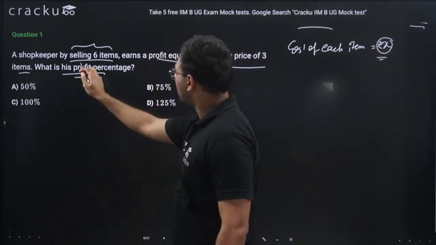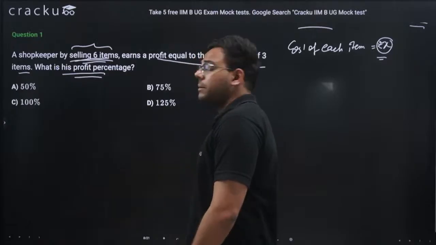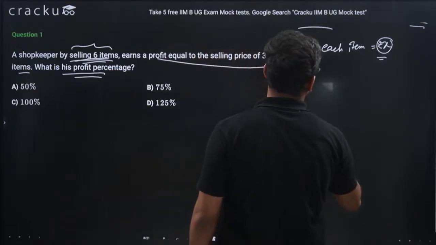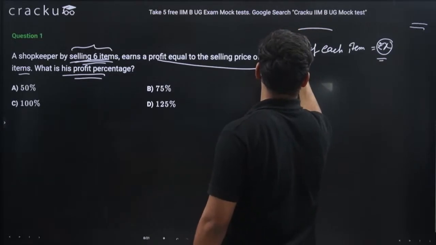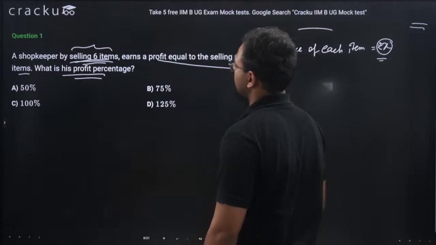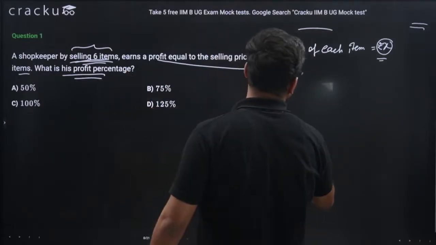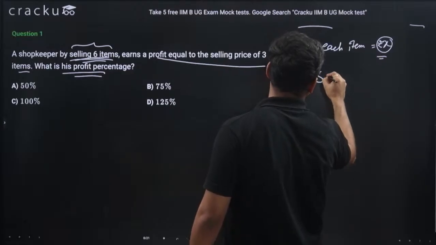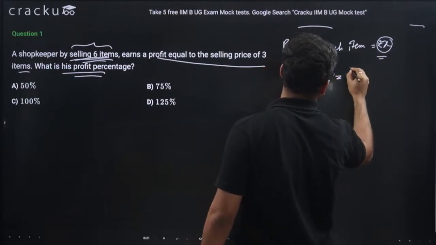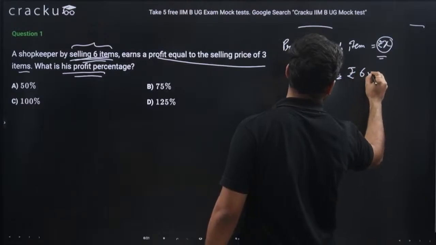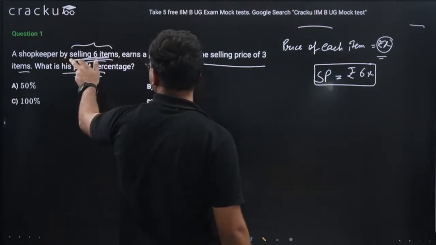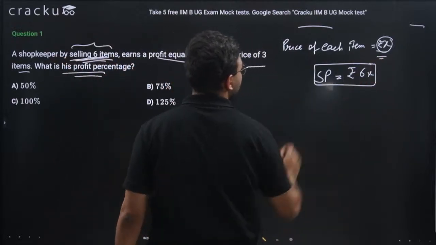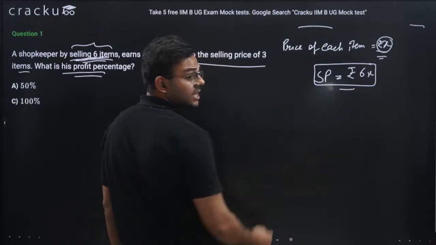What is the shopkeeper doing? Shopkeeper is selling 6 items. So I'll just say this is the price of each item. Price of each item is rupees X. Shopkeeper is selling 6 items. The selling price of this will be rupees 6x, right? Because he is selling 6 items and the price of each item is rupees X. So selling price will be rupees 6x.